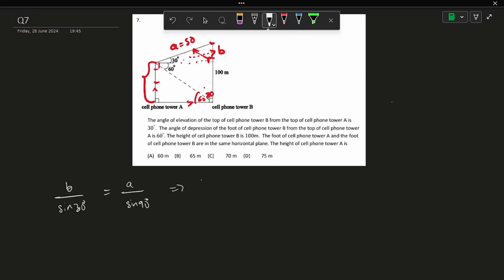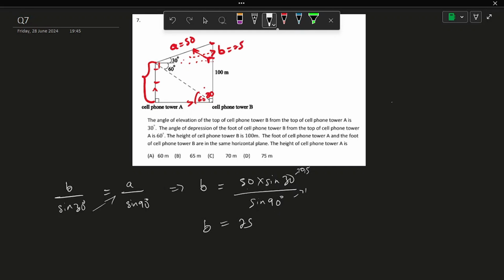This implies that B is actually A, which is 50, multiplied by sine 30, because I'm cross multiplying, I'm taking this to multiply that side, divided by sine 90. And here we're just going to get sine 30 is actually half, and this is 1. So 50 multiplied by half is actually 25, which means B is 25.